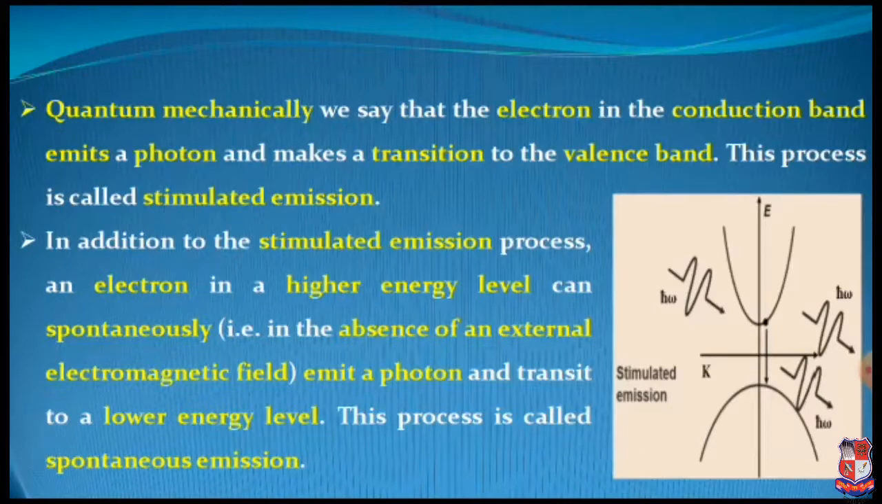Here in this figure, again an E-k diagram, but just the reverse process. You can see the black dot of the electron traveling from the conduction band to the valence band. Quantum mechanically, that means at a very micro level, we say the electron in the conduction band emits a photon, h cut omega, on the right hand side, and makes a transition to the valence band. This process is called stimulated emission.